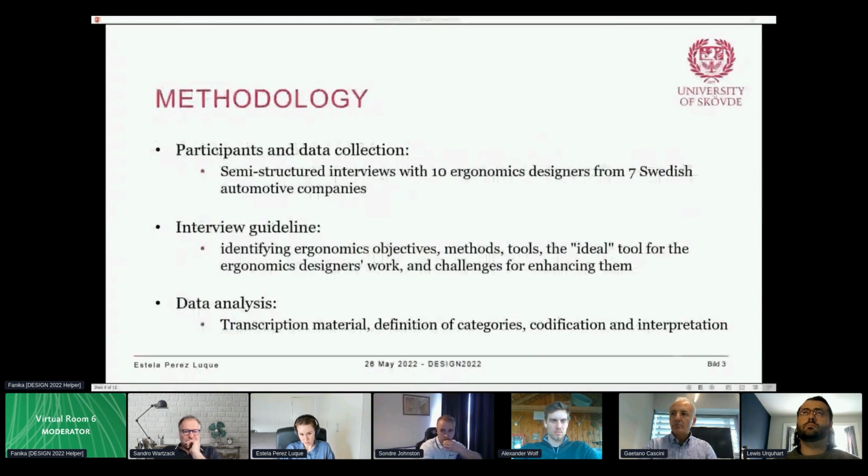When it comes to methodology, semi-structured interviews were used to gain a deeper insight and address the research aim. 10 ergonomics designers from 7 Swedish automotive companies participated in the interview study. The interview topics were specified following the objectives that I just mentioned in the introduction, and they consist of identifying the objectives, methods, tools, ideal tool, and challenges.